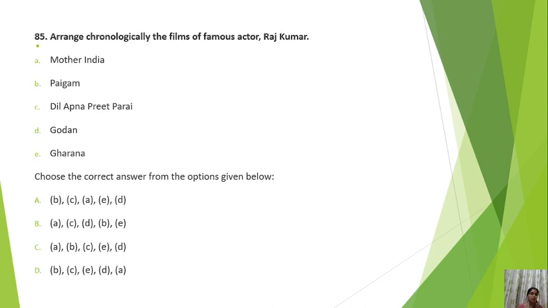The satellite became operational. Then chronology of famous actor Rajkumar. Mother India, Pegam, Dil Apna Preet Parai, Godan, Gharana. Frankly speaking, I'm not very good in films and cinema related questions, but if you can remember, then remember the films and the years of those films of famous actors like Rajkumar. Okay, this actor Rajkumar is asked many times. So this is the correct answer. Mother India 1957, Pegam 1959, Dil Apna Preet Parai 1960, Godan 1963, Gharana 1961.